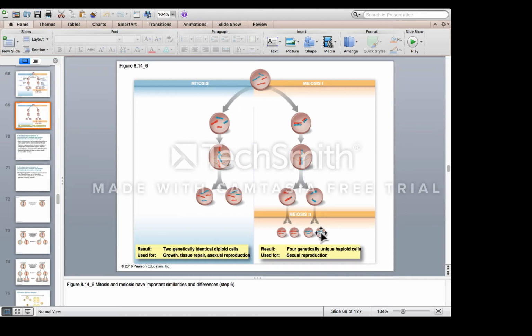Why is that? Because of what event? Crossing over. Crossing over allows for, in prophase 1 of meiosis 1, to do what? Increase my genetic variability, so I get what? 4 totally different cells at the end of my double division of meiosis 1 and meiosis 2.